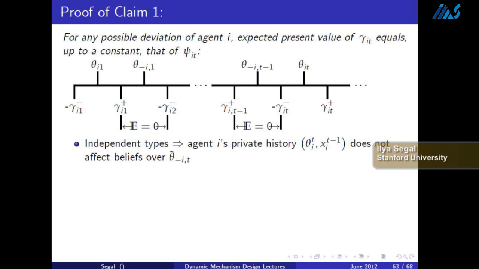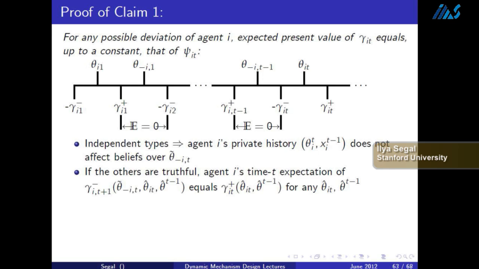Again, the independent types assumption is used because now we are taking expectation over the other agents. Agent I deviated, but actually it's not quite true that it doesn't affect beliefs. Basically, what happens is that he doesn't have any informational advantage over the designer. So the expectations that the designer uses are taken with the right distributions. So the beliefs of agent I, even though he deviated, will be the same as the designer's beliefs over the other agents' reports.